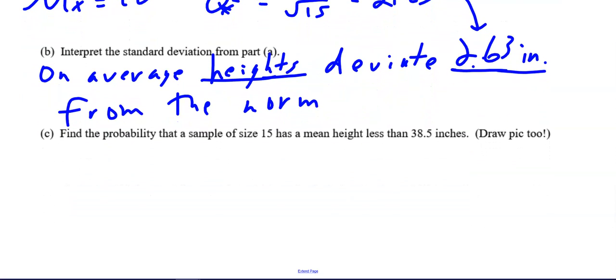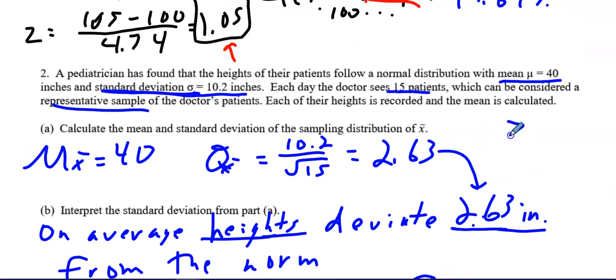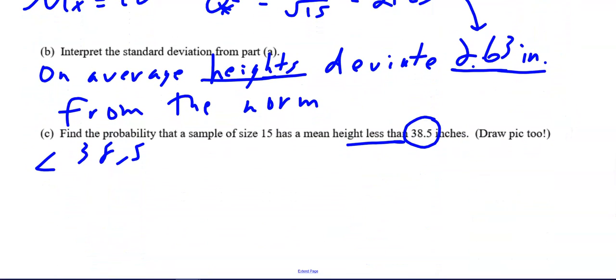It says find the probability a sample size of 15 has a mean height of less than, that's important, 38.5 inches. All right. So sometimes what I'll do, I didn't do on the previous one, I'm sorry, I would just do a really quick reminder to myself, less than 38.5. Up here, I might remind myself greater than 105. Just so I remember which way to shade, and when I go to my applet, which way to go, left or right.